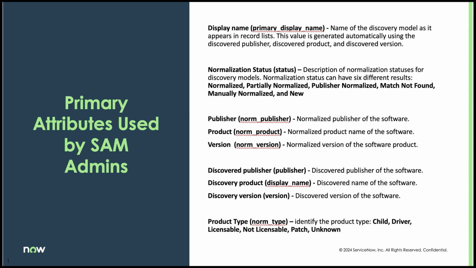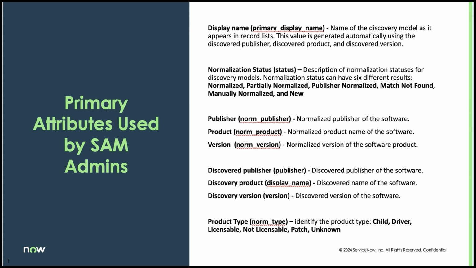Some of the attributes commonly used by software asset managers for their software discovery models is first the display name. This is the name that is coming from the discovery model, the discovered publisher, the product, and the discovered version. Next, we tend to look to see if it is normalized. What is the normalization status? There's six statuses: normalized, partially normalized, publisher normalized, match not found, manually normalized, and new.